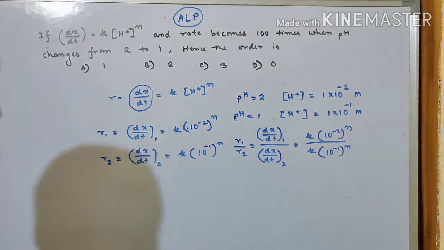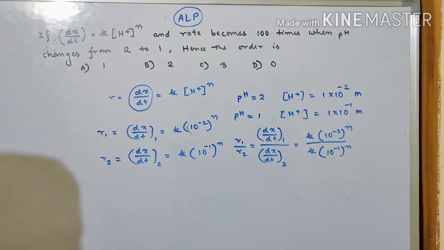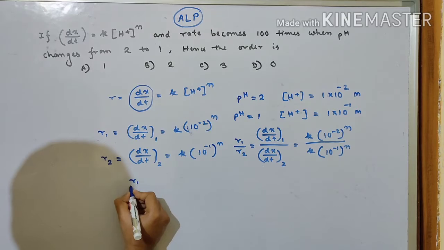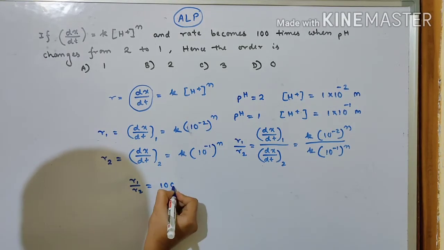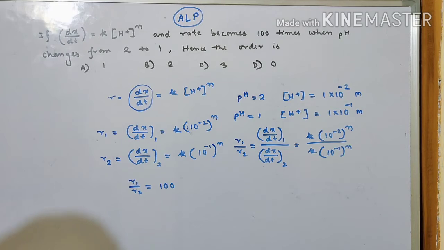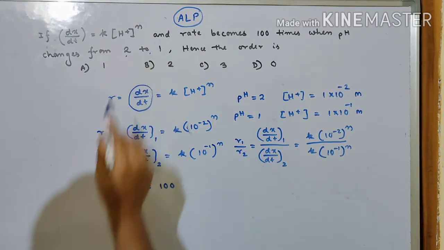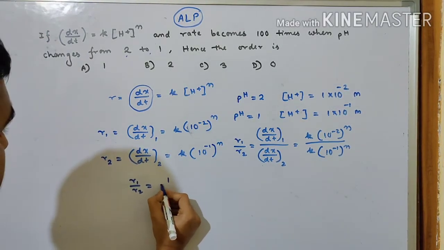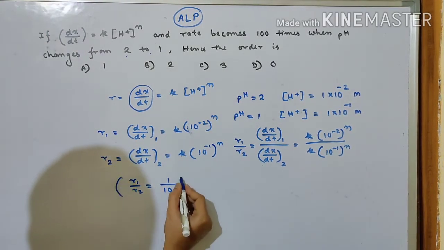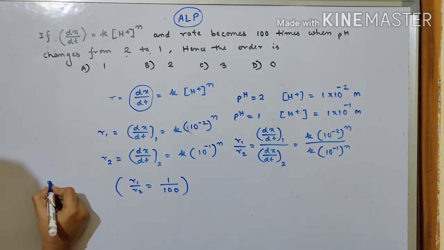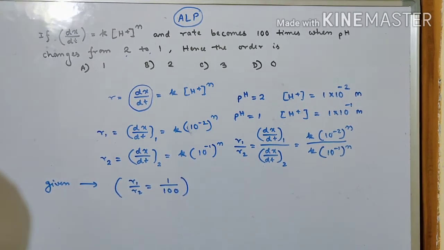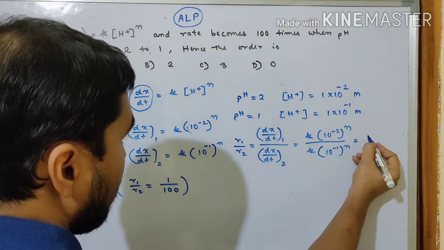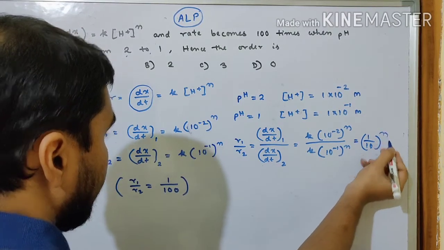It is also given, check here, it is also further given that rate R1 by R2 is equal to how much? 100. When it becomes 2 to 1, it becomes 100 times. That means we can say this is 1 by 100. Check carefully as per the question given. And at the same point of time, on this side, it becomes how much? 1 by 10 to the power n.